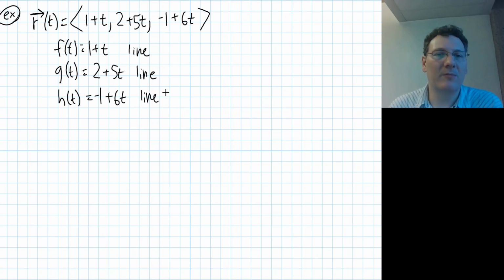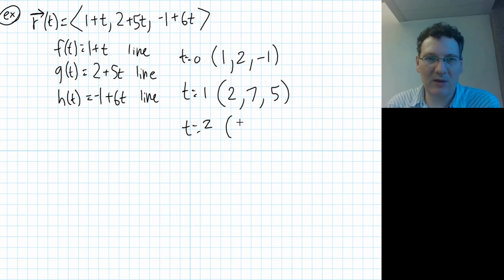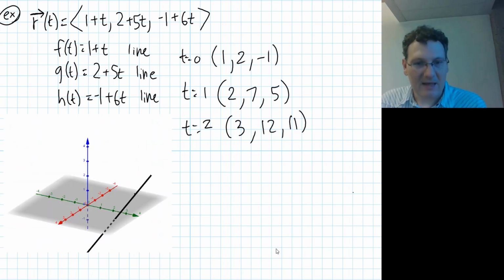Think of it. When t equals 0, you'd be at the point 1, 2, negative 1. When t equals 1, we'd be at the point 2, 7, 5. And then when t equals 2, we'd be at the point 3, 12 for the y, and then 12 minus 1, 11. And so if you were to graph this out in 3 dimensions, you see indeed, yes, this is a line in 3D space.